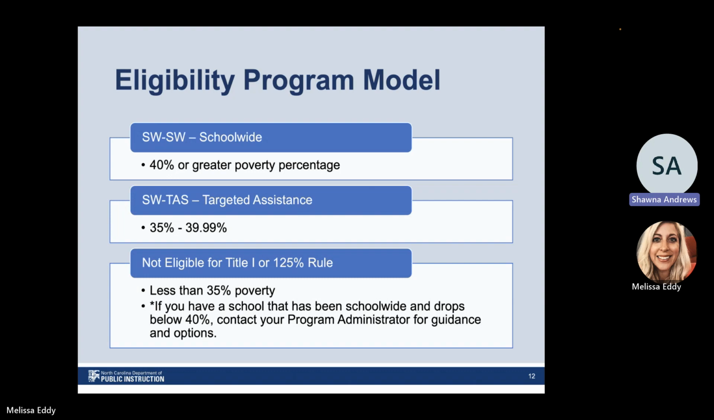However, if you have a case in which a school has been school-wide and drops below 40%, or was targeted assistance and dropped below the 35%, please contact your program administrator for guidance and options.